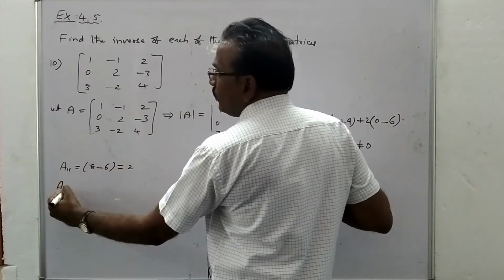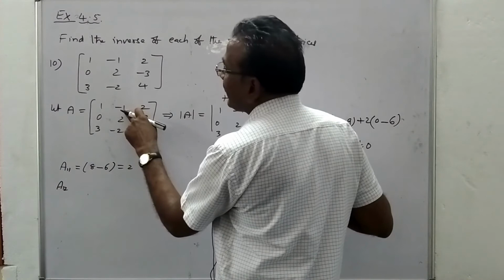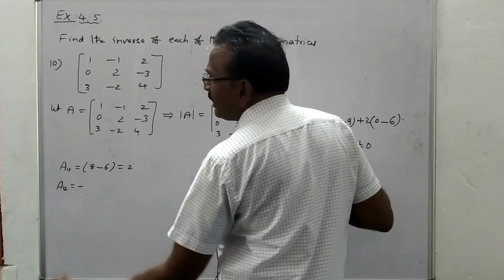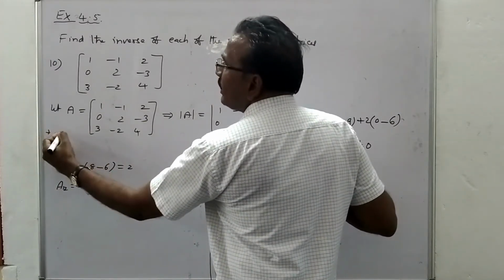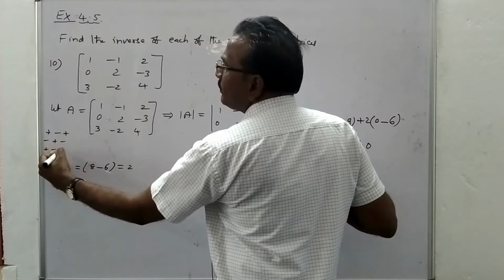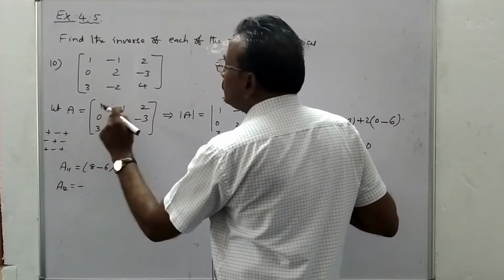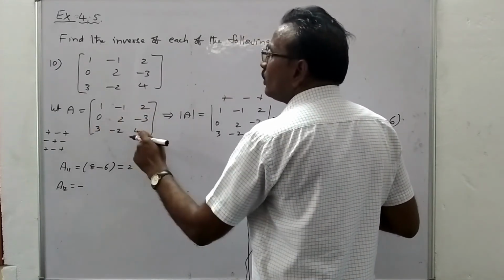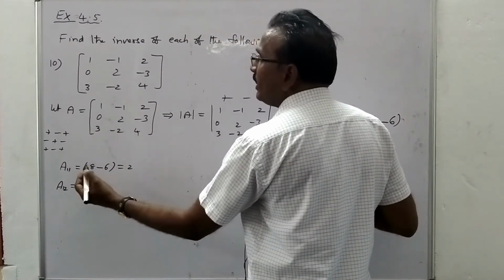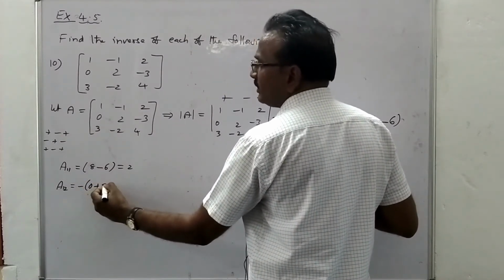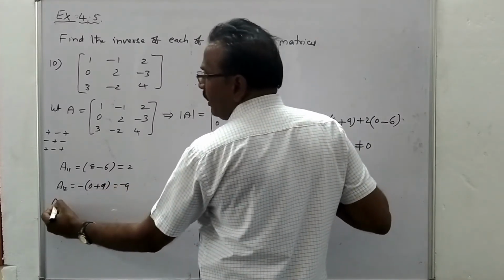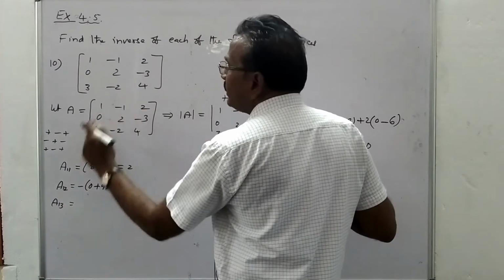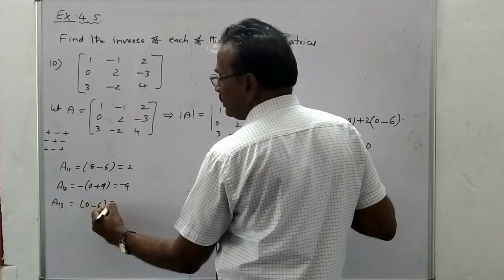Next, A12, cofactor of first row second column element. Sign is minus, alternate signs: plus minus plus, minus plus minus. So that is the cofactor of first row second column. Delete first row and second column, determinant of these four elements 0 0 minus of minus plus 9, that is minus 9. Next A13 sign is plus, delete first row and third column, determinant of these four elements 0 minus 6, that is minus 6.